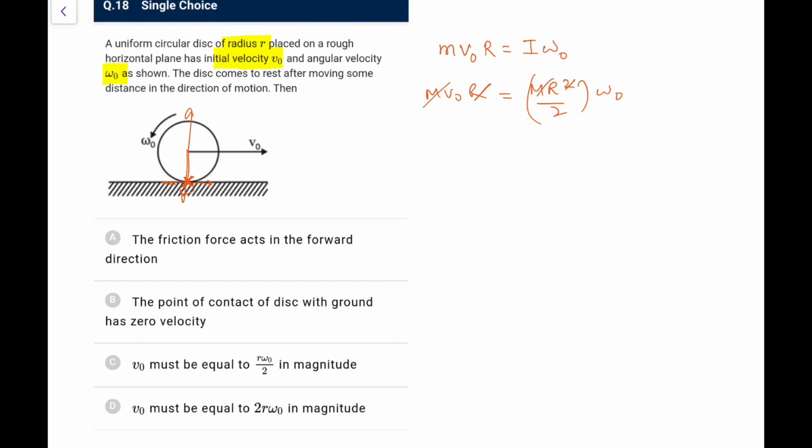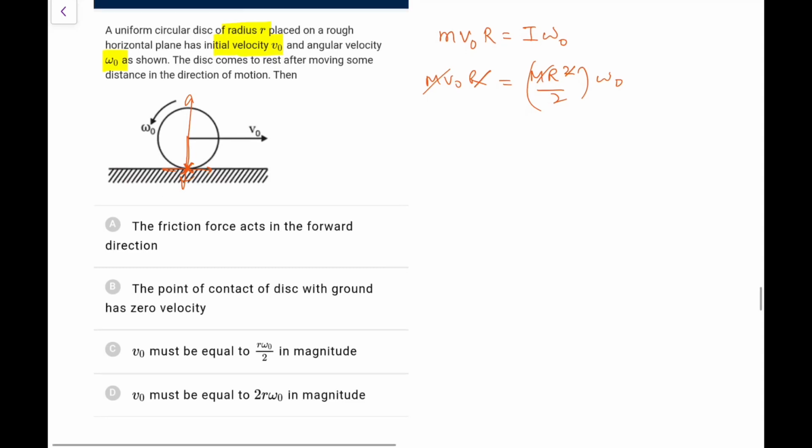So what we have, v naught you can write as omega naught r by 2. So it is omega naught r by 2 in magnitude. Okay, and friction initially, because it is slipping forward, would be in the backward direction. So option C is the appropriate one, you can go for that.